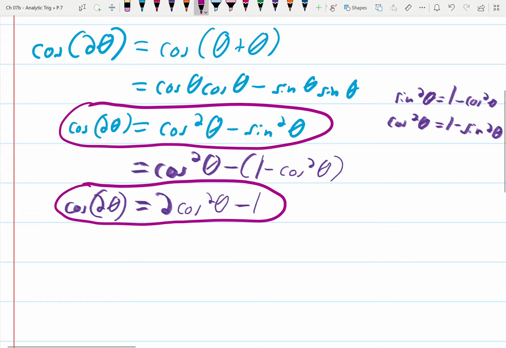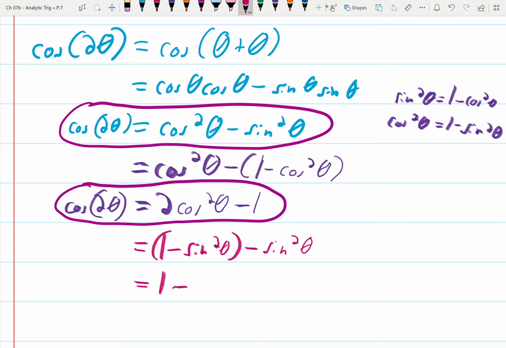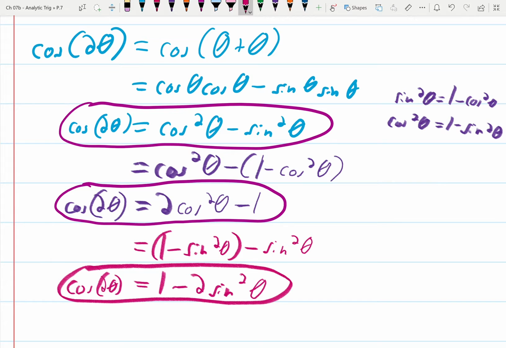Perhaps I instead would have wanted to substitute cosine squared with 1 minus sine squared. So if that happens, I get 1 minus sine squared theta minus another sine squared theta, which leads me to 1 minus 2 times the sine squared of theta. And that is the third form. Which form do you think you need to know? All three. They all three will have their value, and they all three are different forms of the same thing.